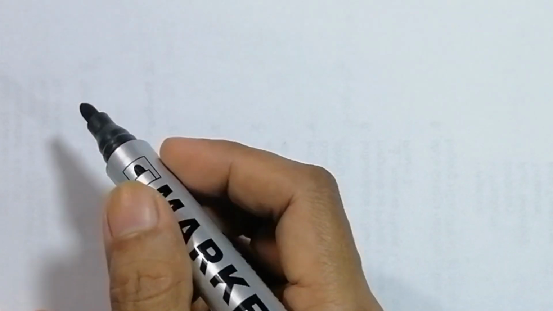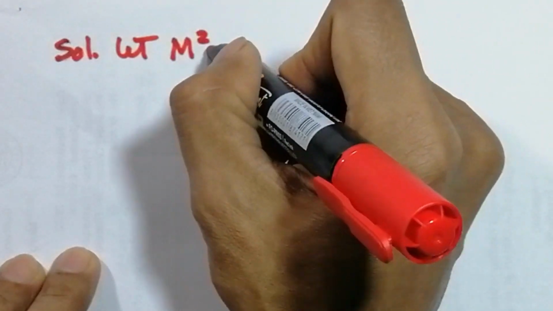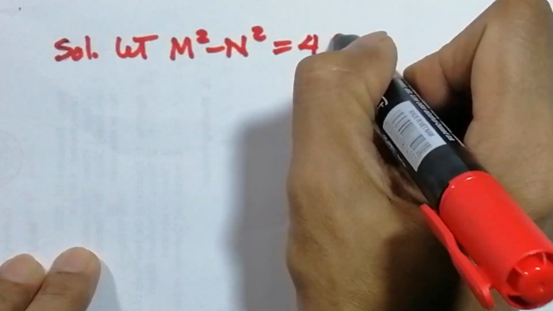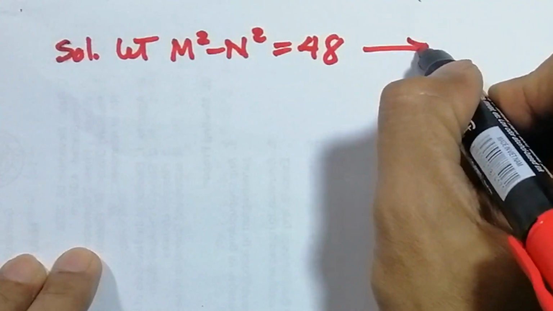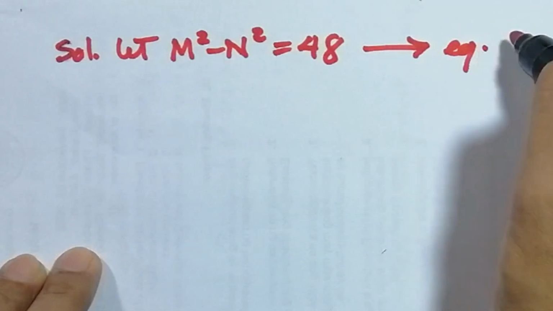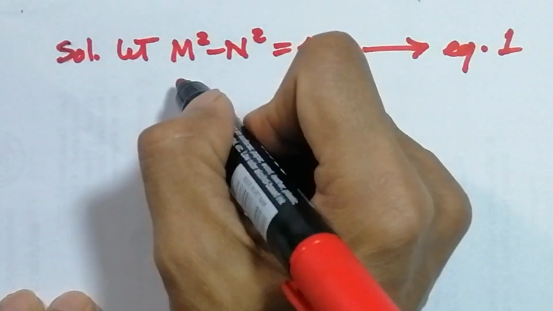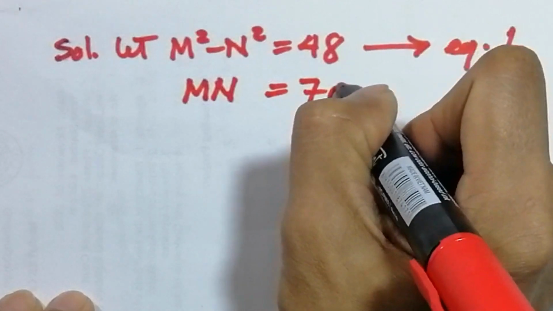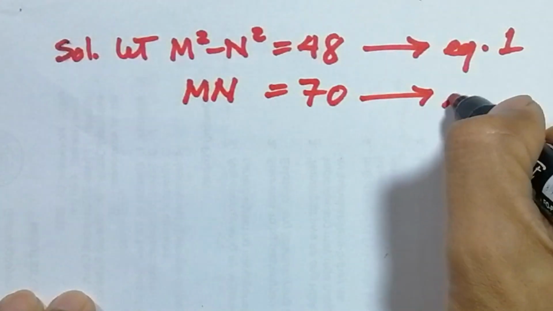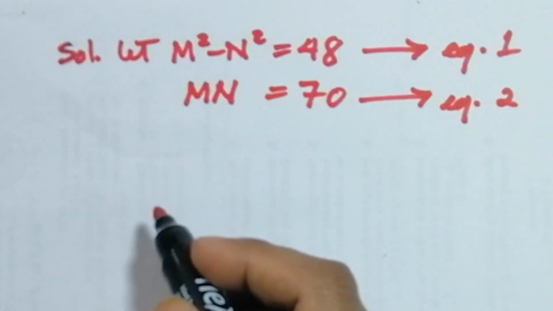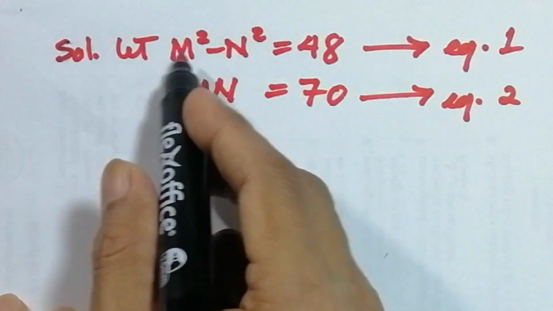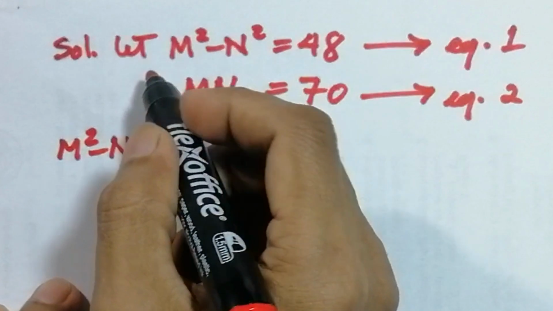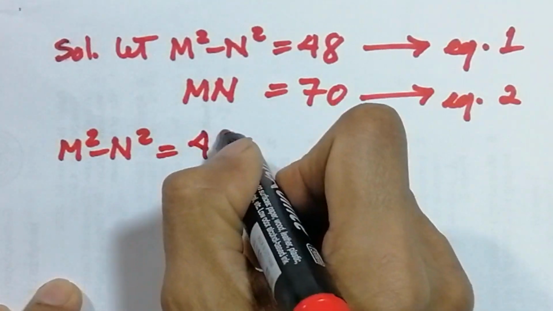Now let's begin. Let m squared minus n squared is equal to 48. This will be our equation 1. Okay, and m times n is equal to 70. This will be equation 2. Now let's begin with equation 1. m squared minus n squared is equal to 48.